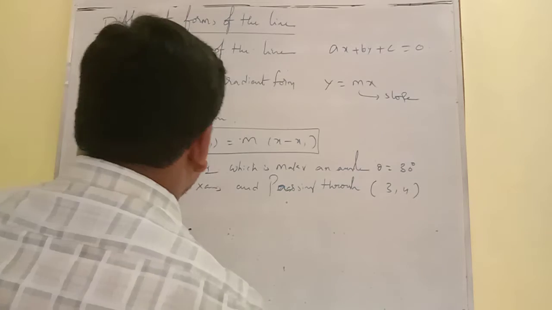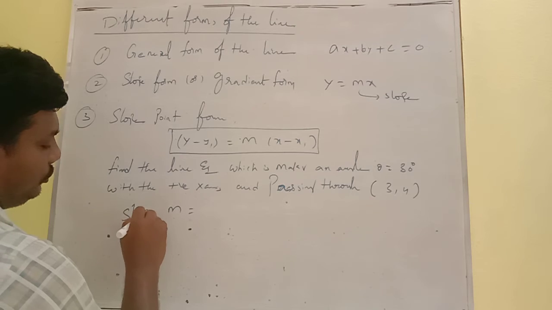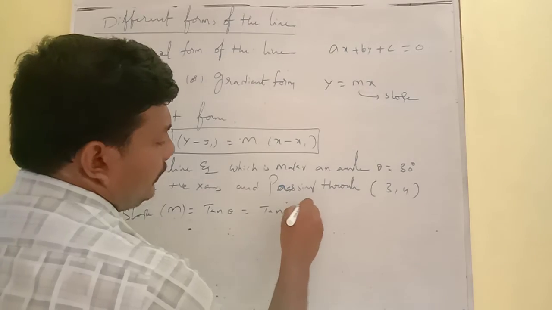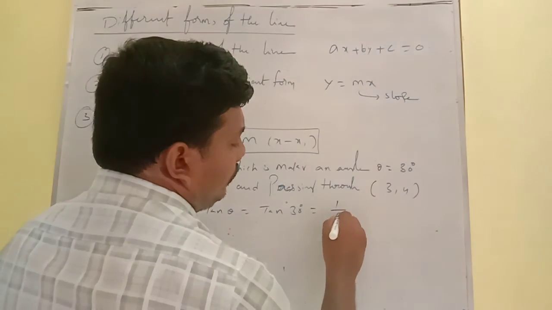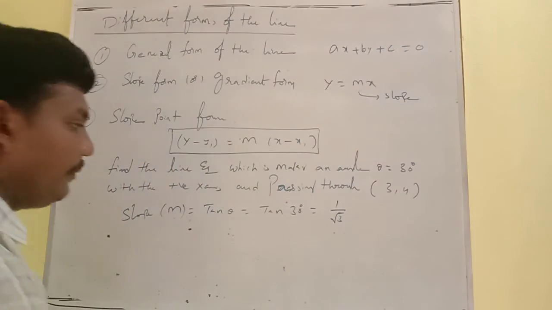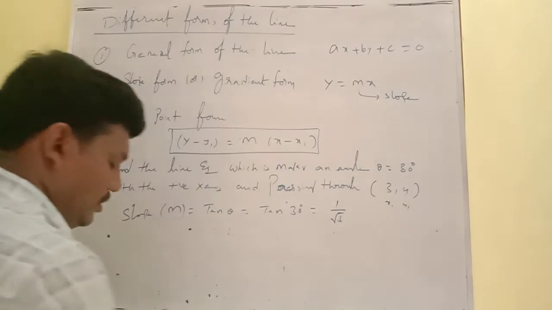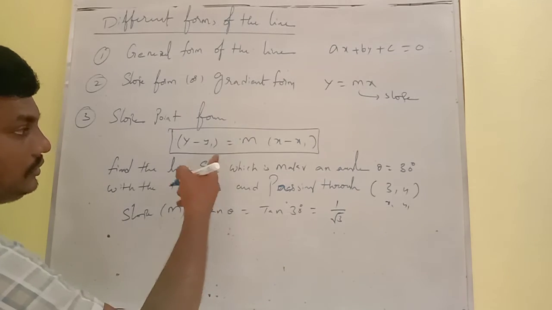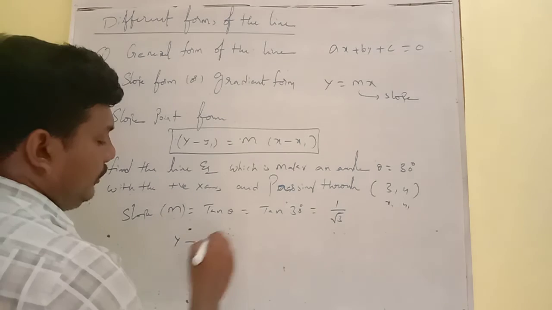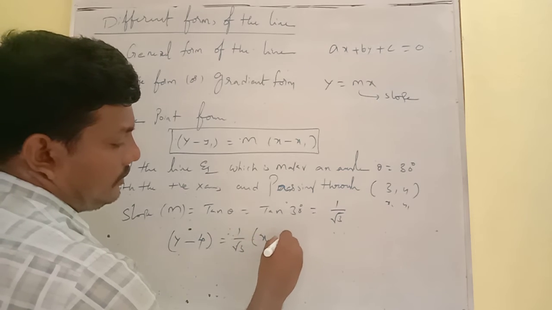Now how to find this one? We know theta, so we can find the slope first. Slope m is equal to tan theta, which can be written as tan 30 degrees. Tan 30 degrees is equal to 1 by root 3, so the slope is 1 by root 3. Now once you get the slope and the point, which can be taken as x1, y1, we use the slope point form: y minus y1, in the place of y1 put 4, is equal to m, 1 by root 3, into x minus x1, which is 3.